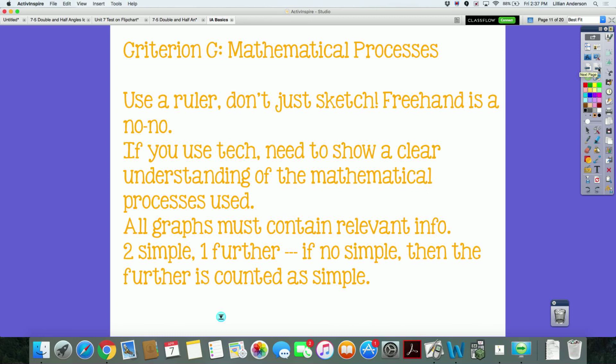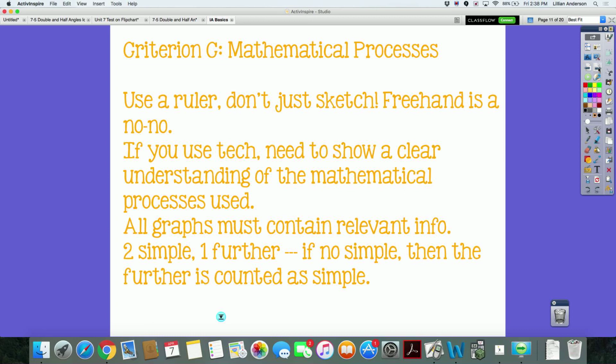Criterion C is the mathematical process. This is the work that goes behind it. This one is the heaviest weighted part of this entire thing. It's out of 5 points, okay? If you're going to do a linear regression line, use a ruler. Unless you are good with Excel and charts, if you're good with that, then it can all be computer generated, okay? But don't just sketch it. Freehand is a no-no, okay? Handwriting work is a no-no, okay? Hand plotting graphs, that's a no-no. Use technology to do these things, okay?